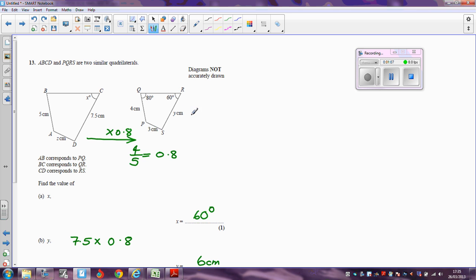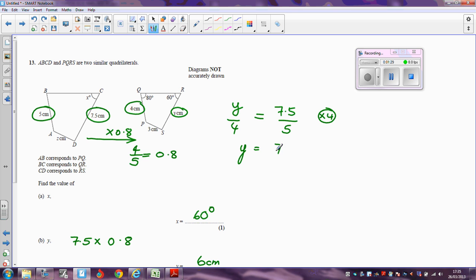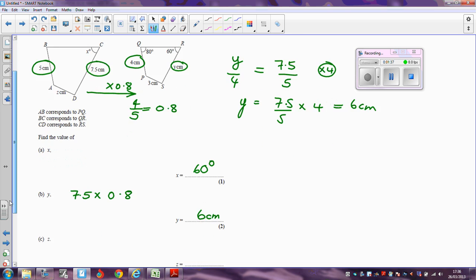Another way of thinking of the first question there is that corresponding sides are in the same ratio, which means that this side, y divided by 4, will be exactly the same as this one divided by this one, 7.5 divided by 5. If I now multiply both sides by 4, y is going to equal 7.5 over 5 multiplied by 4, which again comes out as 6 centimeters. It's another way of thinking of it.